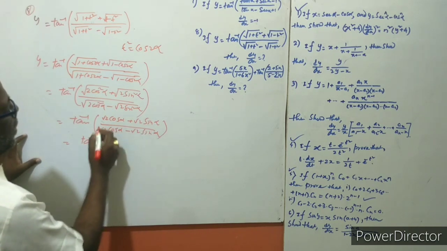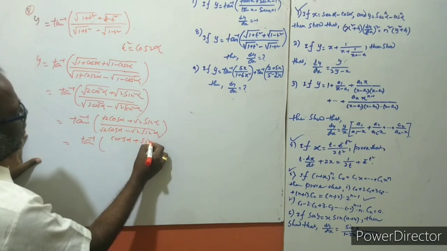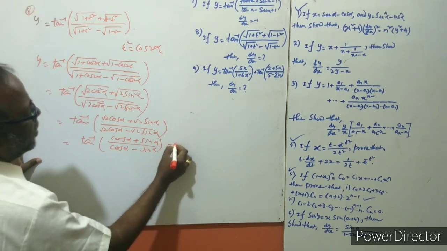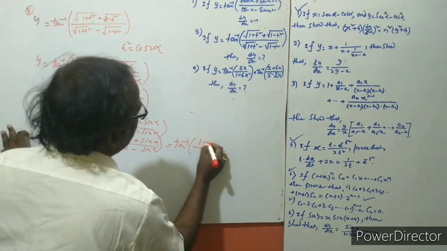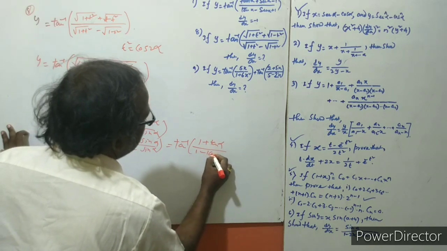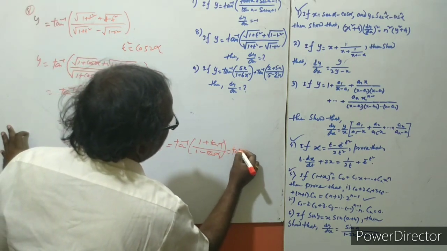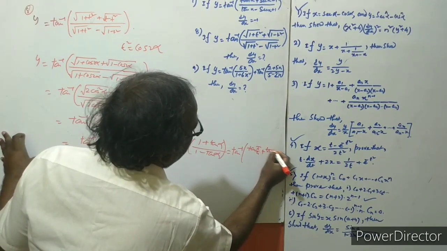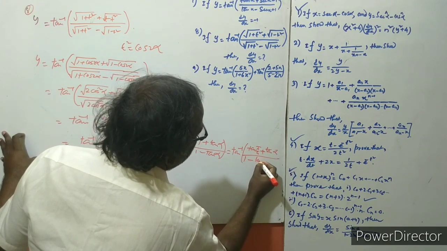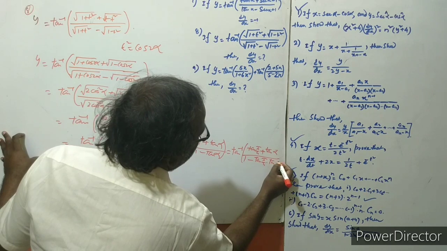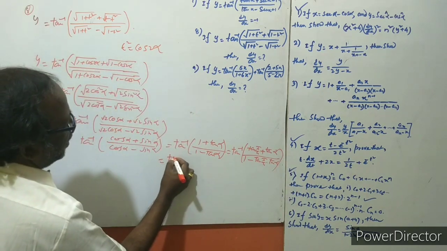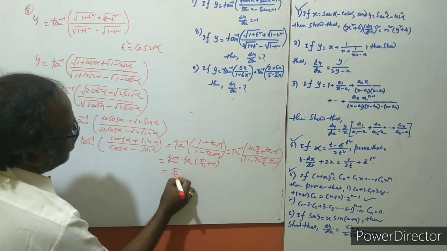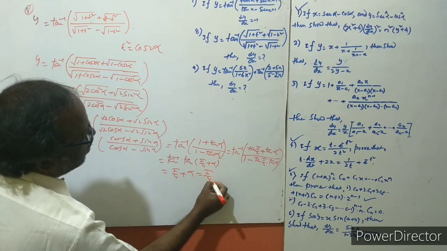Okay, take common, then cos alpha plus sin alpha over cos alpha minus sin alpha, divided by cos alpha on numerator and denominator in the bracket. So we get here 1 plus tan alpha over 1 minus tan alpha. So that is equal to tan inverse of tan pi by 4 plus tan alpha, over 1 minus tan pi by 4 into tan alpha. So we write here tan inverse tan of pi by 4 plus alpha. So pi by 4 plus alpha.